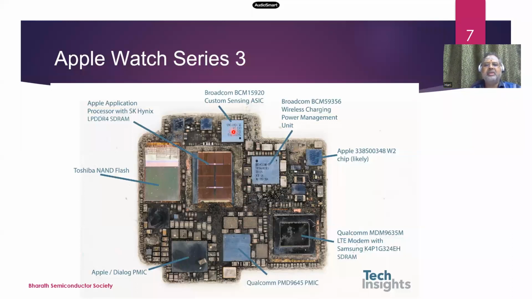And we have a sensing ASIC. It's for various sensors, because the Apple Watch will have sensors. So this is a chip for handling all the sensor activities. And you have another chip. We don't know what it is.